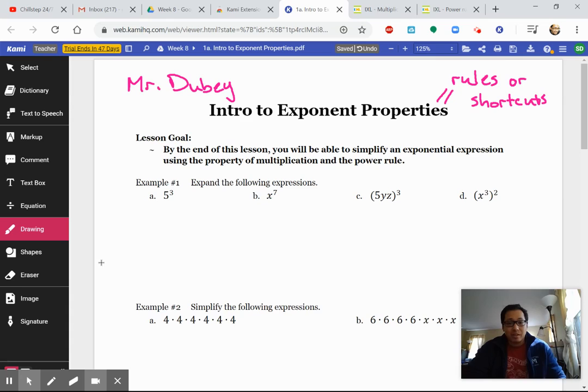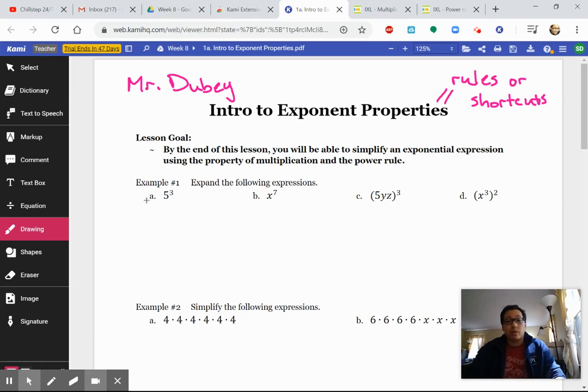So let's go ahead here. Well, first, let's look at this. Let's expand the following expression. So what does expand mean? It means let's rewrite these exponents in their most basic definition of what an exponent is. Remember, an exponent means repeated multiplication, right? So what we're going to do is rewrite these as repeated multiplication, expand it out.